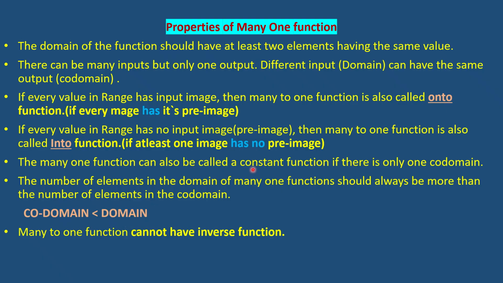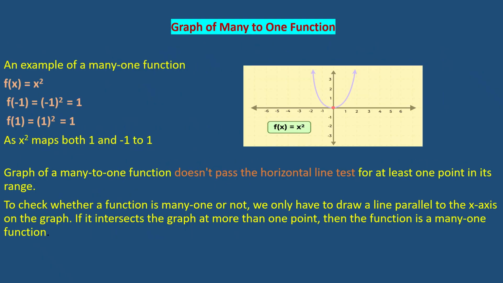Your example is the constant function. All the x's will map to the single element, that is c, which is less than the domain in case of a many-one function. A many-to-one function cannot have an inverse function. Means you cannot find the inverse of this function. This you will learn later. Now the graph of a many-one function. Suppose this is your example, f(x) equals x square, in which -1 will map to 1, and 1 will map to 1, so many-to-one.